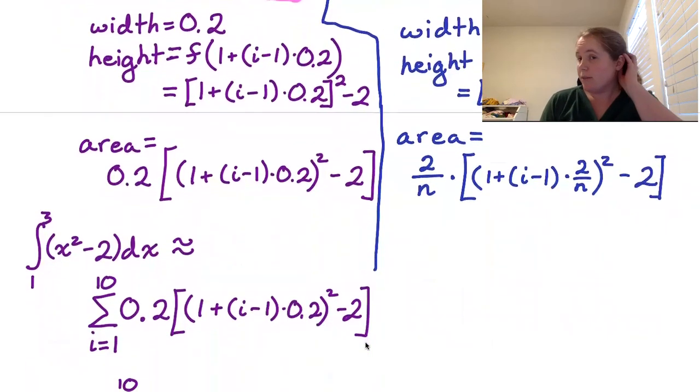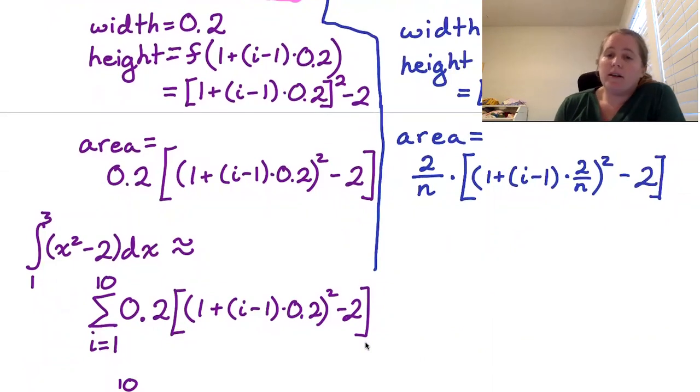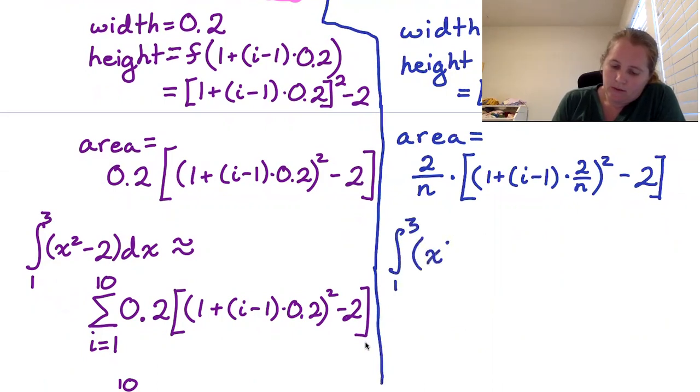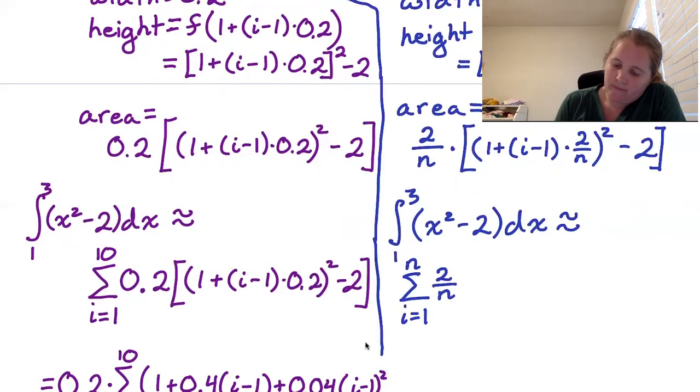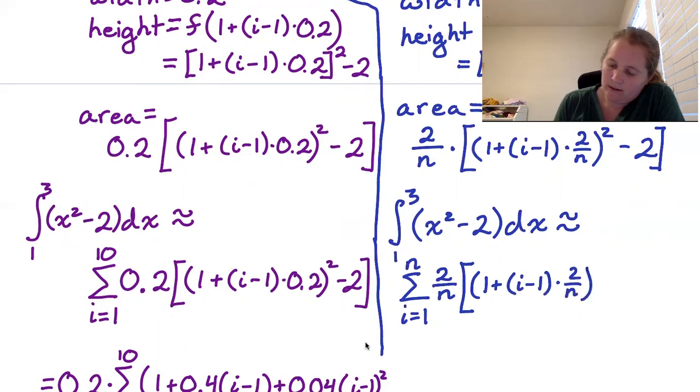Now we know the ith rectangle. We are doing n rectangles. We can go ahead and just sum up those n areas. So we have then that the definite integral from 1 to 3 of x squared minus 2 dx is approximately the sum from i equals 1 to n of 2 over n times 1 plus i minus 1 times 2 over n, that whole thing squared, and then minus 2, in brackets.